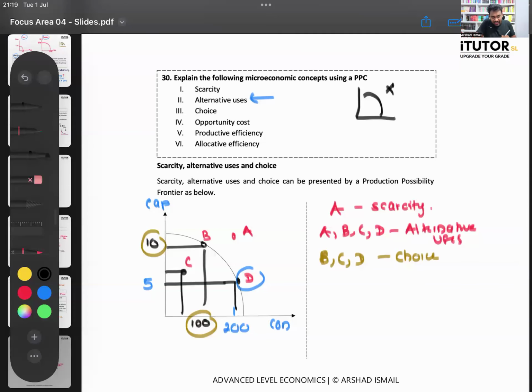Remember that. Choice, so it ideally has to be between B, C, and D. But actually, C is not a rational choice to make because that is unemployment. But you can actually choose to produce at C also. If you want, you can produce, let's say, 6 units of capital goods and let's say 50 units of consumer goods. You can do that. But it's not the ideal thing because you have unemployed resources there. That's how you show scarcity, alternative uses, and choice.